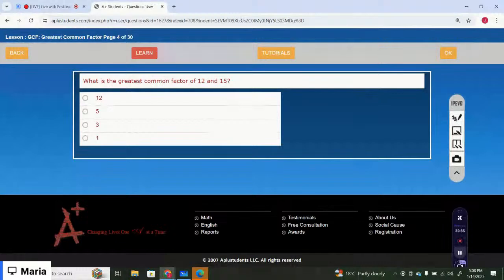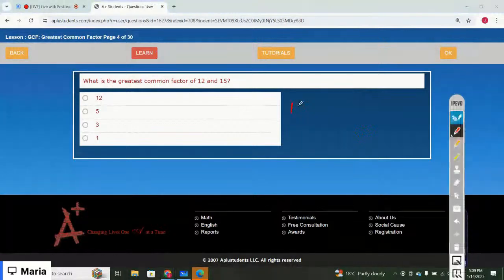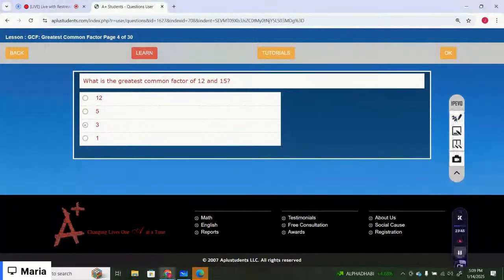What is the greatest common factor of 12 and 15? 3 times 2 is 6 and 6 times 2 is 12, and 3 times 5 is 15. The only common factor is 3. Option number 3 is the correct option.